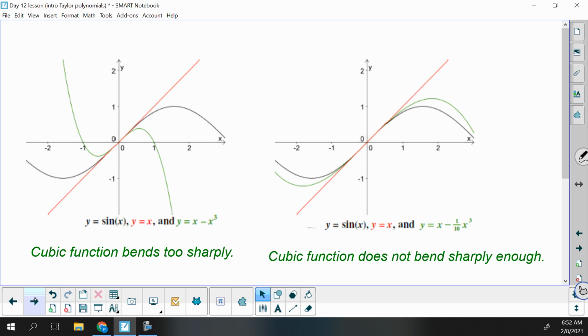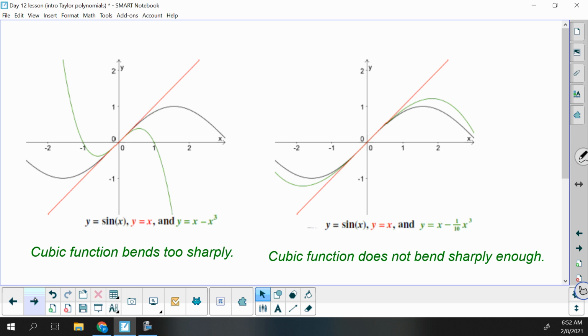x minus x cubed is the green one graph there. Well, if you notice, that seems to bend too quickly, bends away from the sine function. It doesn't ride it for long enough. So let's make an adjustment. What if we, over on the right, change the coefficient of the x cubed to negative 1/10?